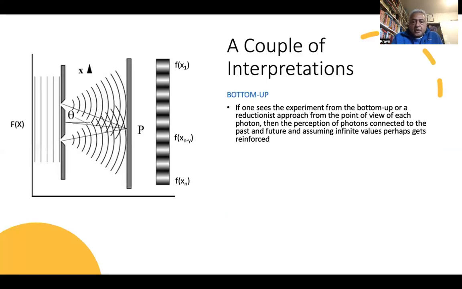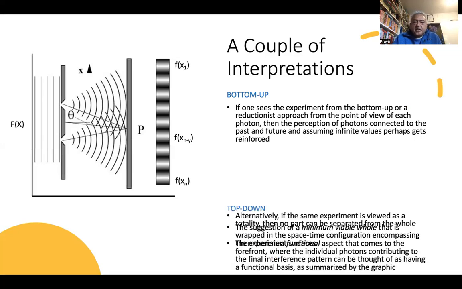There's the common interpretation that I call a bottom-up or reductionist interpretation, and that's the key points I just went over a minute ago. But to summarize, it's from the point of view of each photon, and then the perception is that the photons connect to past and future and assume infinite values before they hit the screen.